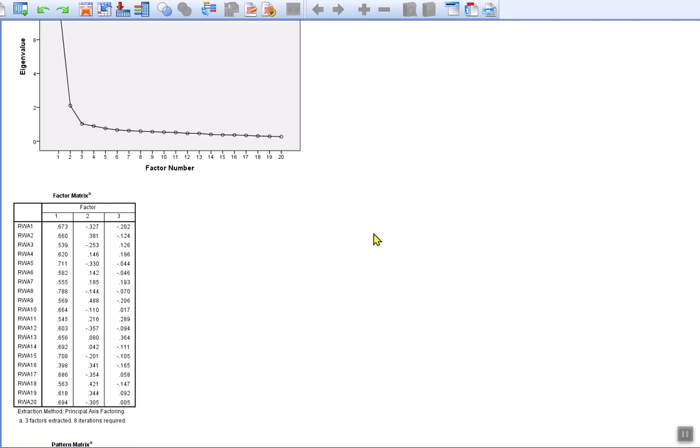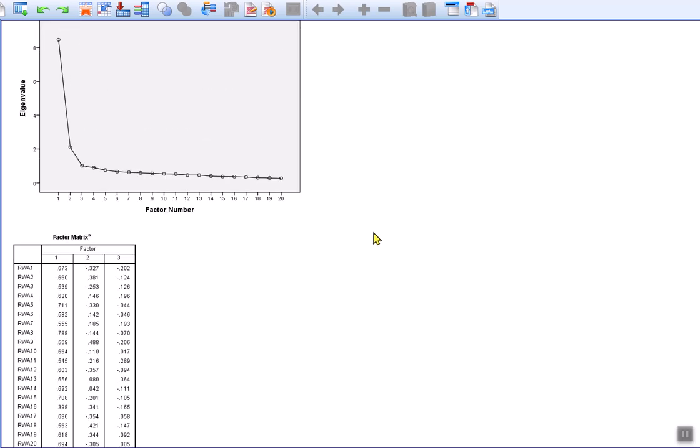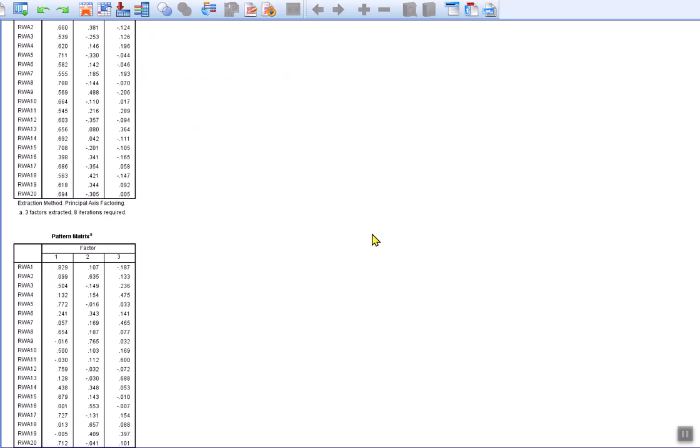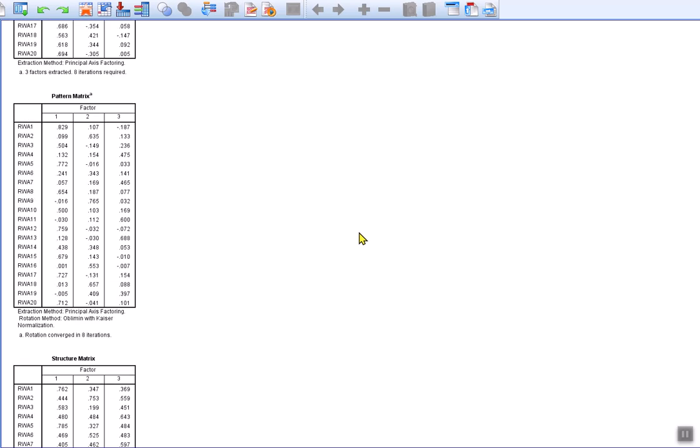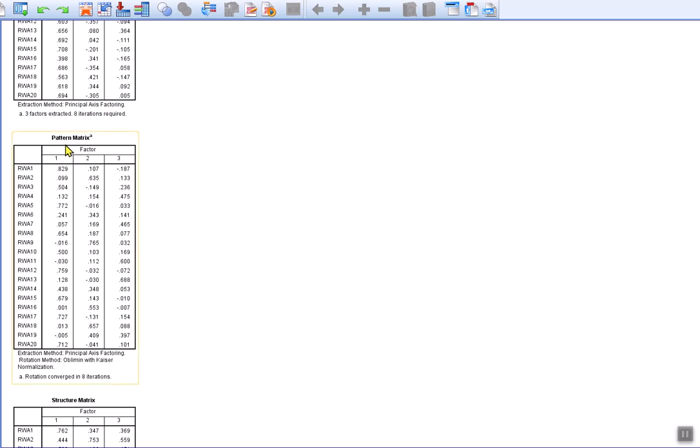Okay, so we've done principal axis factoring with direct Oblimin rotation. And we've got 3 of these tables down here. We don't know which one to use. Well, the one that you want to use is called the pattern matrix. And the thing to do here is to identify which of these factors each one of these items loads onto.